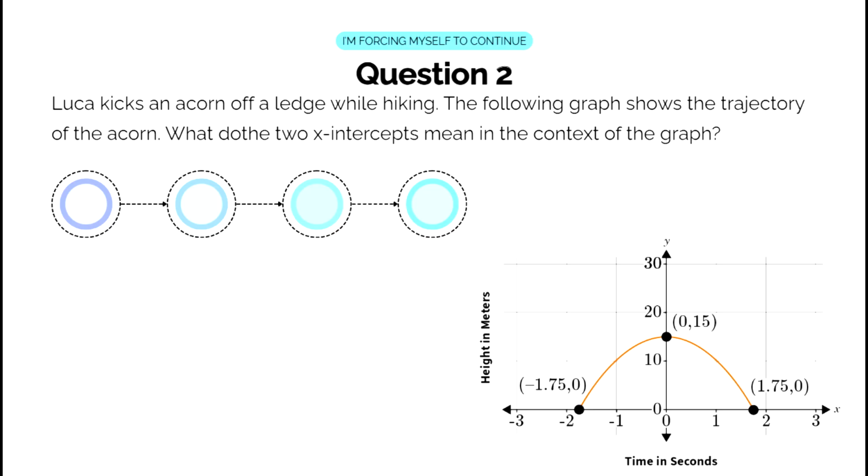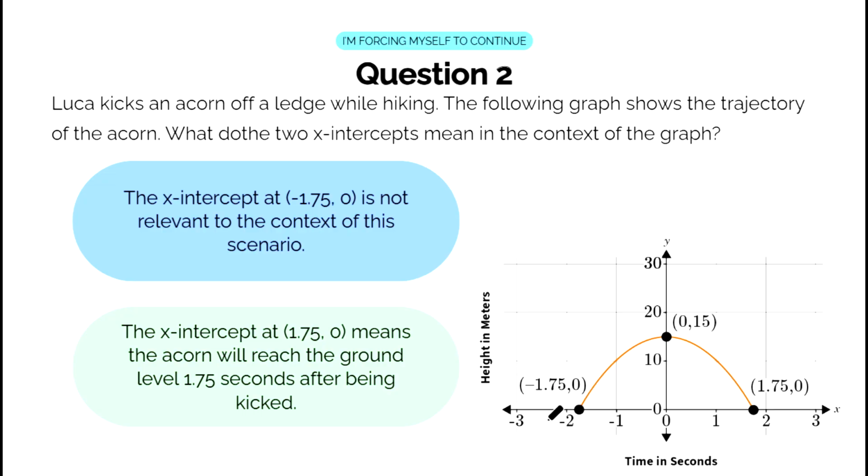Luca kicks an acorn off a ledge while hiking. The following graph shows the trajectory of the acorn. What do the two x-intercepts mean in the context of the graph? Figure it out. The x-intercept at negative 1.75 and 0 is not relevant to the context of this scenario. The acorn's never here. The acorn starts here. Okay? The x-intercept at 1.75, 0 means the acorn will reach the ground level 1.75 seconds after being kicked. This is a really high cliff.